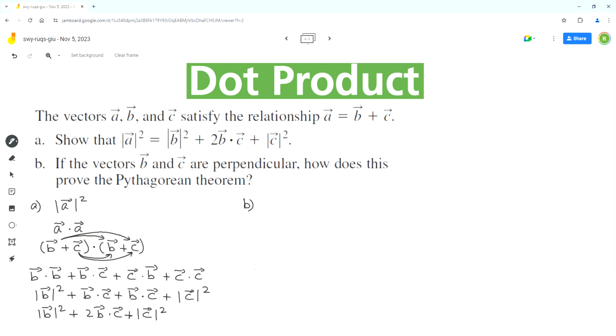Now we can analyze part B. If the vectors B and C are perpendicular, how does this prove the Pythagorean theorem? So if vectors B and C are perpendicular, that means their dot product is equal to 0. So we can do the substitution for B dot C as equal to 0 in the equation we just proved. So 2 times 0 is 0.